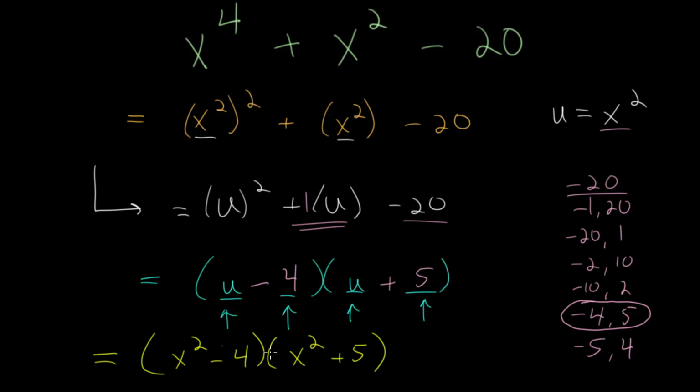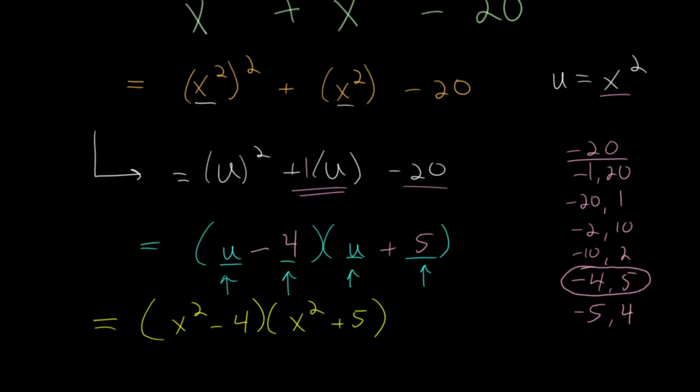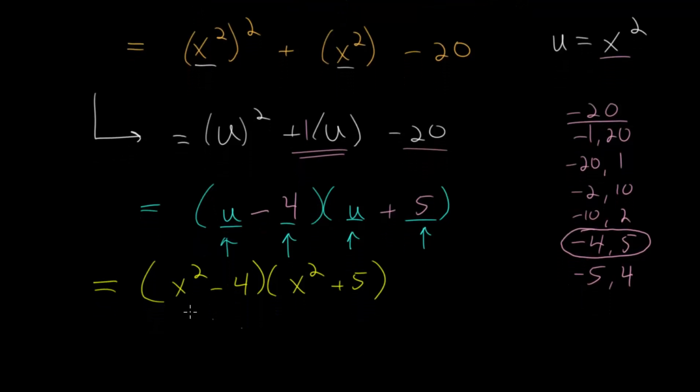Though at this point, notice we can actually factor this a little bit further, since the first binomial, the one on the left here, is really a difference of two squares. So let me write it a little bit more explicitly. This is x squared minus 2 squared. And we also know how to factor a difference of two squares.